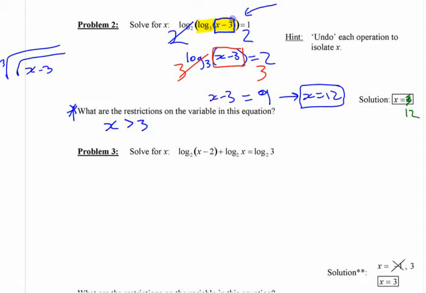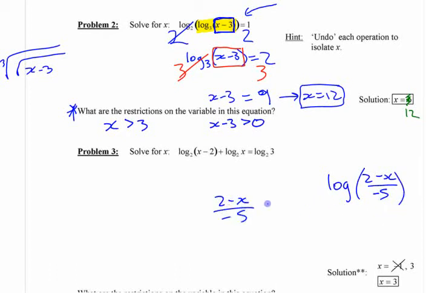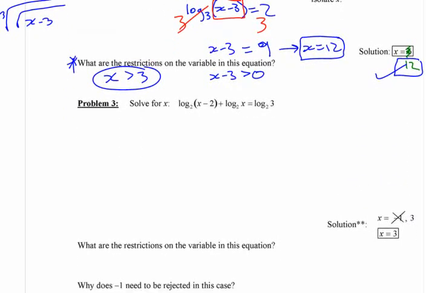If you're not sure, you can say whatever's inside the brackets where you're taking the logarithm, that has to be greater than 0. Like if somebody gave you something that said log of 2 minus x over negative 5, you can just write that 2 minus x over negative 5 has to be greater than 0, and then solve that inequality to figure out what the restriction is if you can't see it just by looking at it. You can always just say this has to be greater than 0 and then solve it, right? So this works with our restriction, right? This is okay.